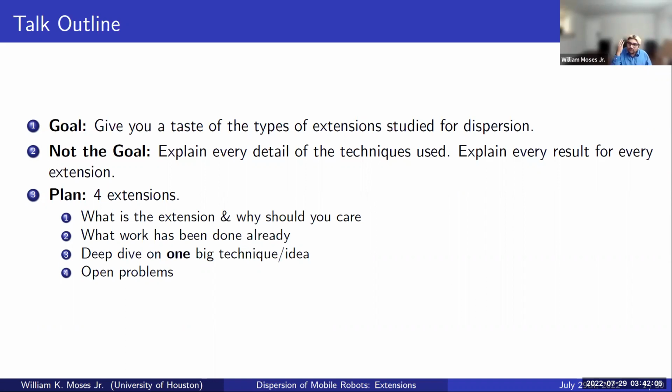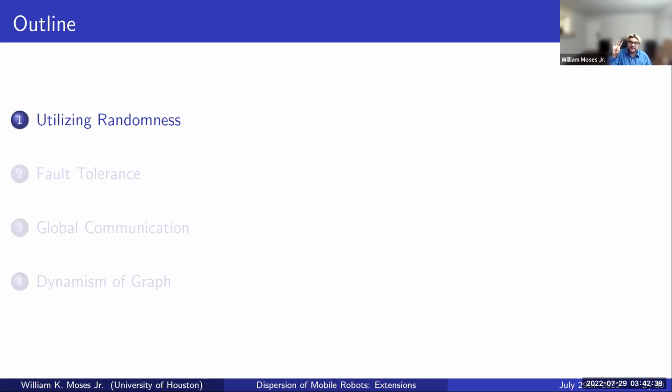And we'll be looking at 4 types of extensions that have been explored. I'll be explaining what the extension is, why you should even care about it. Once that's done, I'll talk a little bit about what work has already been done in that area. And then we'll deep dive with just one big technique or idea, and we'll go into it and see how this addresses the issues of that setting. And then, of course, we'll talk about some open problems. So let's get going. There are 4 types of extensions.